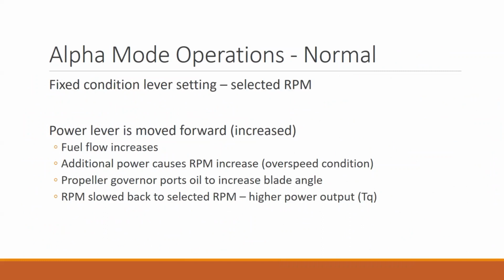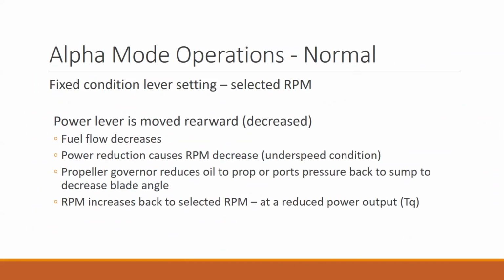Okay, it reduces the amount of pressure coming from the prop governor pump. RPM now is slowed back to the selected RPM, but the power output's higher. We're going to have more torque because the engine's working harder to spin that prop at that same 2200 roughly RPM speed. That's the governed speed of the propeller, the max speed of the propeller.